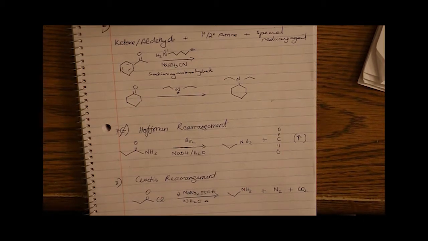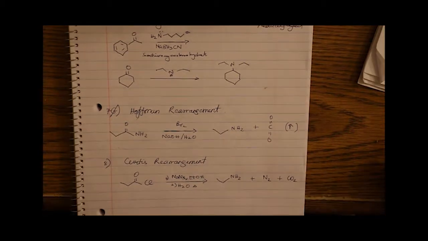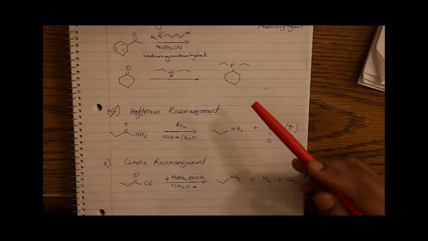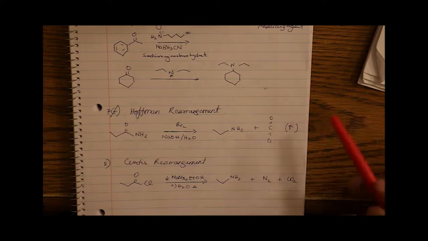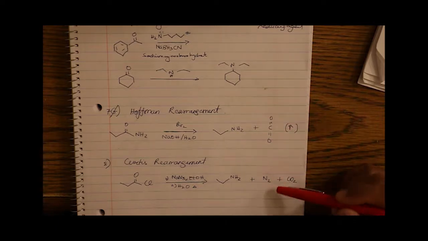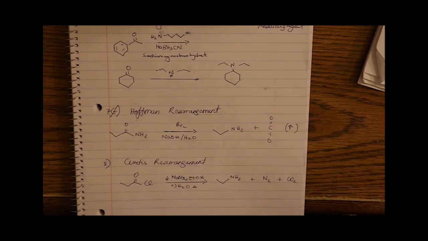In the Curtius rearrangement, we have the same thing, where we have a 3 carbon going to a 2 carbon amine in the presence of NaN3 and ethanol and heat and water. N2 and CO2 are released as byproducts. So Curtius and Hofmann. In Hofmann, you get CO2 as a byproduct. In Curtius, you get nitrogen and carbon dioxide being released.